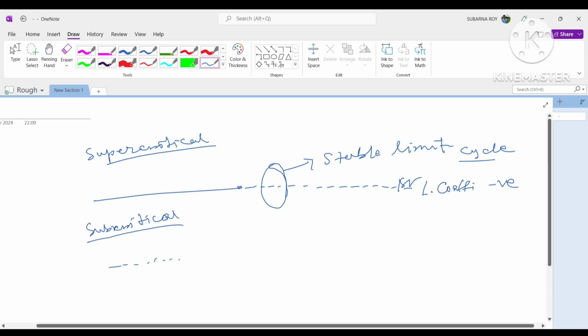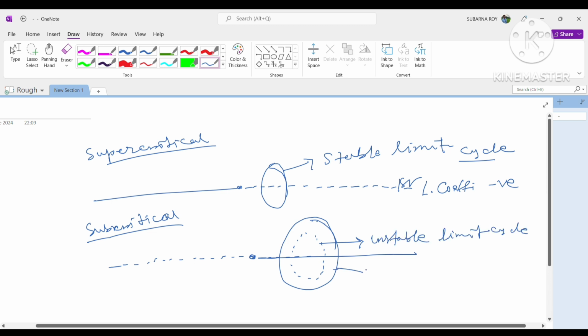And subcritical occurs when first the equilibrium point is unstable, and after a point it becomes stable, and around this stable equilibrium point there is an unstable limit cycle. Around the unstable one there is a stable limit cycle. So first there is an unstable limit cycle, and after that there is a stable limit cycle.